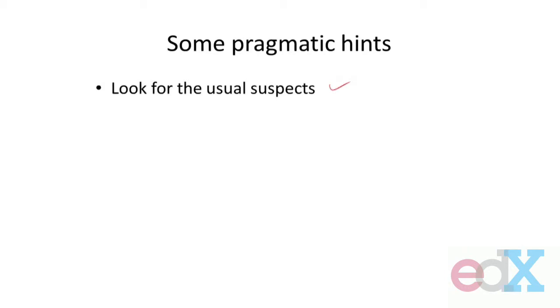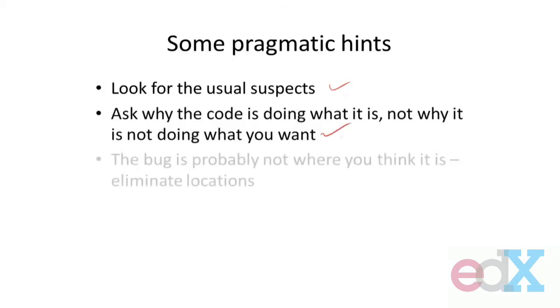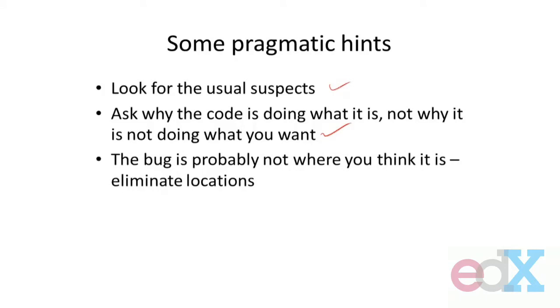If you're really stuck with finding where the bug is, don't ask why the code's not doing what you want. Ask why the code is doing the thing it is doing. Focus on what the code is doing rather than trying to spot where the error is. Changing the way you think about things may help. Remember that the bug is probably not where you think it is. Or another way of saying it is, eliminate locations where the bug might be. And in fact, that's what we just did here. That binary search was eliminating whole portions of the code where the bug could not be, or rather identifying places in the code where the bug could be.